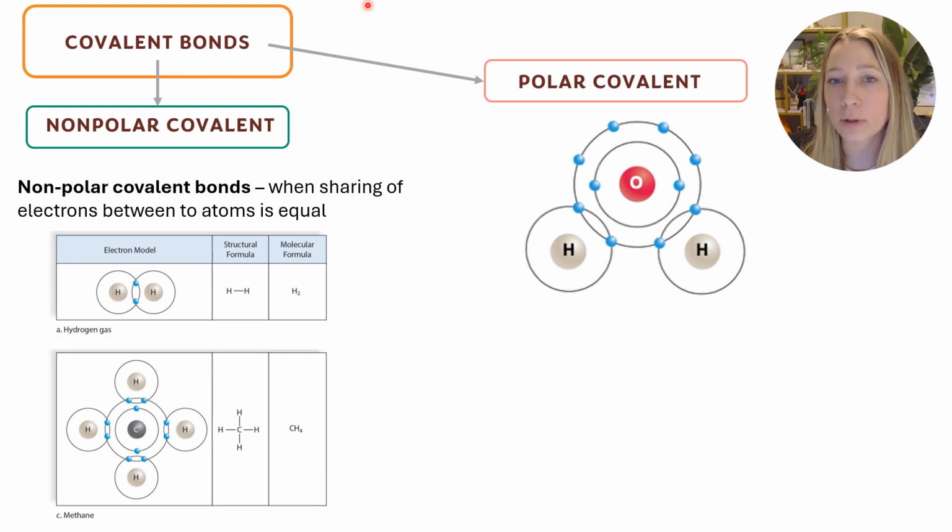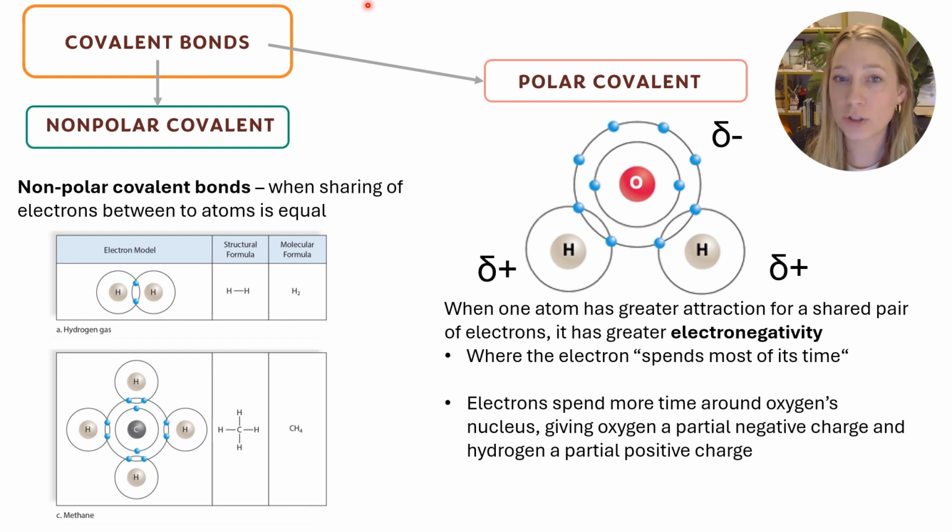Then we have polar covalent bonds, which occur when one atom is exerting a stronger pull on the shared electrons. Polar, you can think of that as having a pull to it. So when there is a stronger pull from one of the atoms in the molecule, that part of the molecule has a higher electronegativity, and this causes an uneven distribution of the charge. A great example of a polar molecule is water.